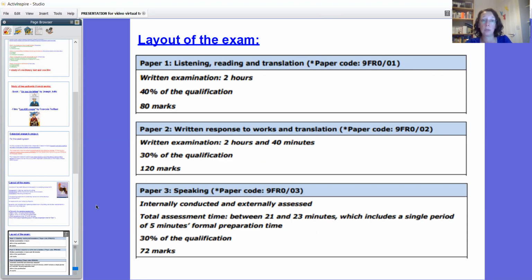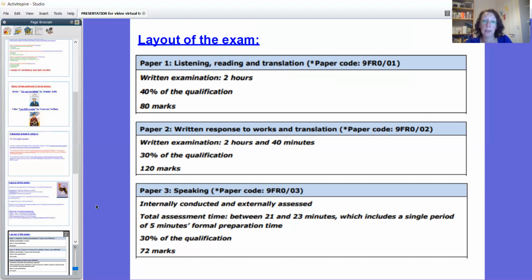Okay, so paper 1 is 2 hours. It represents 40% of the overall qualification, and it's out of 80. The second paper, which is the written one, is 2 hours and 40 minutes. It's writing, so obviously you need a bit more time. It represents 30% of the qualification, and it's 120 marks in total.